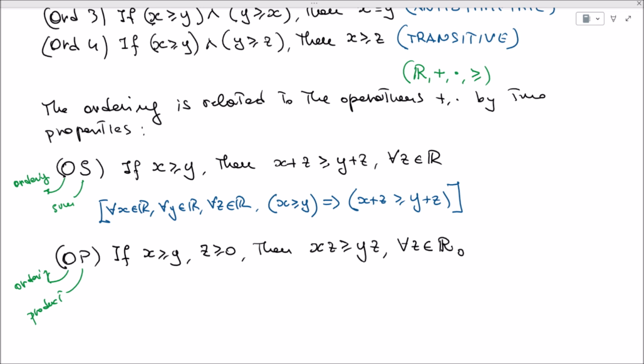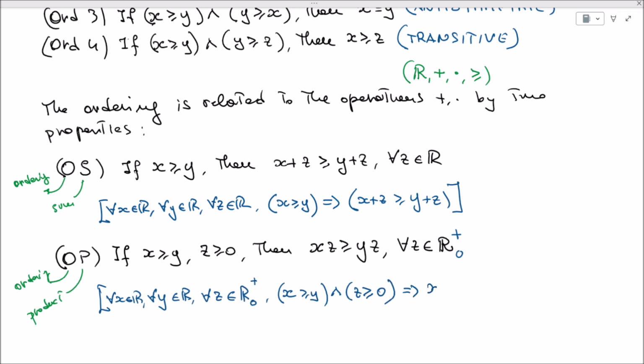Good. So again, we can try to express this more formally by saying that for every x that belongs to the real numbers, for every y that belongs to the real numbers, and for every z that belongs to R plus 0, which is the set of positive real numbers with the 0 included, we can say that x larger than or equal to y, verified together with the fact that z must be larger than or equal to 0, implies that x times z is larger than or equal to y times z. Good.